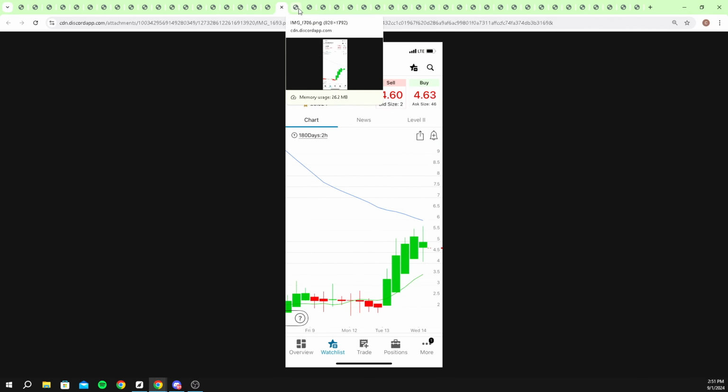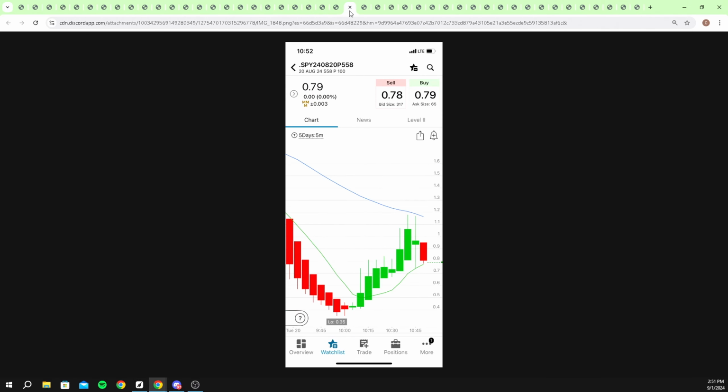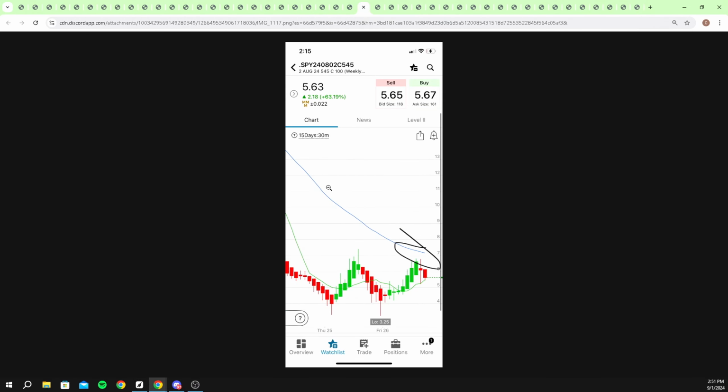So I know, okay, nope, that's not the 30-minute though. Trying to find, there's one example of the 30-minute. Okay, so in this case, the 30-minute on this chart is not crossed. The 10 is below the 50, and they're not crossed.